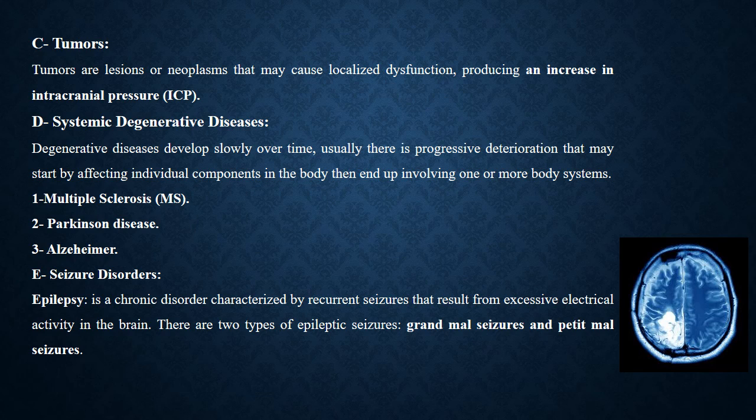One example of seizure disorders is epilepsy, a chronic disorder characterized by recurrent seizures that result from excessive electrical activity in the brain. There are two types of epileptic seizures: grand mal seizures and petit mal seizures.